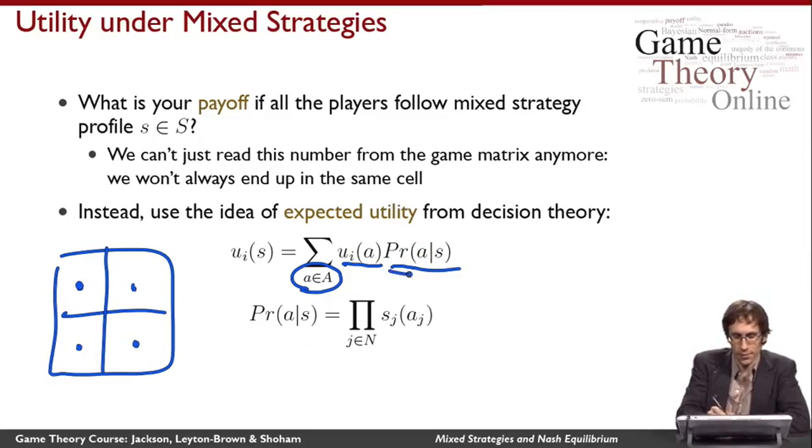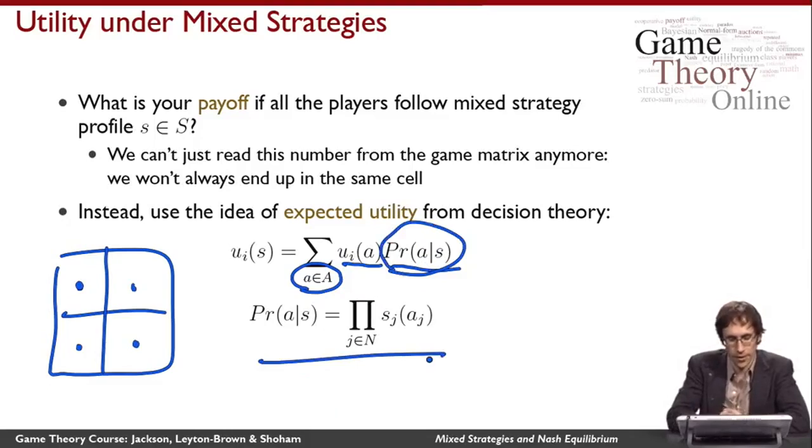And then, of course, I need to define what this probability actually is, and that's given here. The probability that I'll get to a given action profile given a strategy profile s is just the product of the probability of each player playing his part of that action profile.